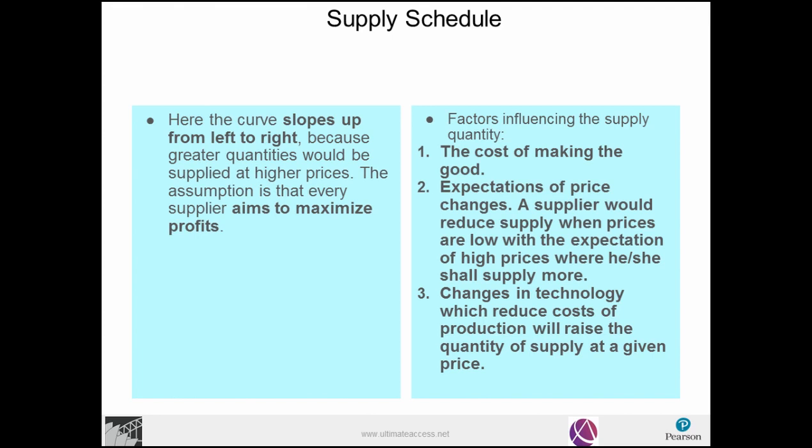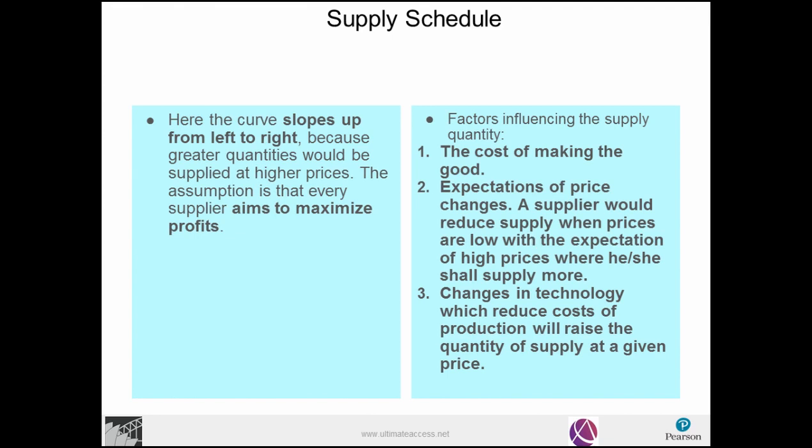So you realize that for demand, obviously customers would want to buy at a lower price, but for suppliers, you need to think, when you're dealing with a supply schedule, you have to think like a supplier, that you'd rather supply at a higher price because that means you'll get more profits. Okay. Now, there are different things that can influence the supply quantity, be it the cost of making the good, expectations of price changes, where you might expect that maybe in the future the price might go higher, so you don't supply much now, you might supply much later.